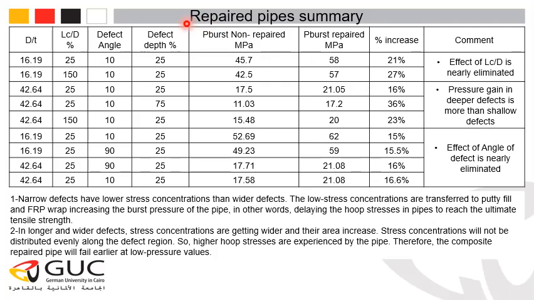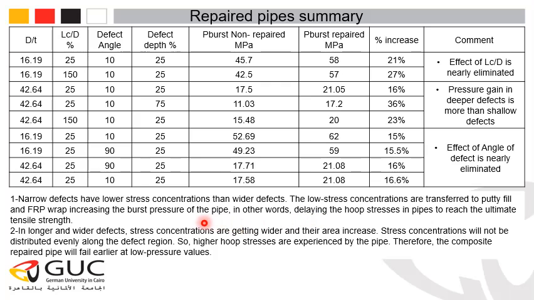Now we can talk about the repaired pipes summary. For diameter to thickness of 16.19, if we change the length of corrosion to diameter, the increase is between 21% and 27%. So we can conclude that the effect of length of corrosion to diameter is nearly eliminated. For other pipes, like the pipe which has 42.64 diameter to thickness ratio, we can conclude that the pressure gain in deeper defects is more than shallow defects. Finally, if we change the defect angle while maintaining other parameters as SDR, we can conclude that the effect of angle of defect is nearly eliminated regardless of the pipe size.